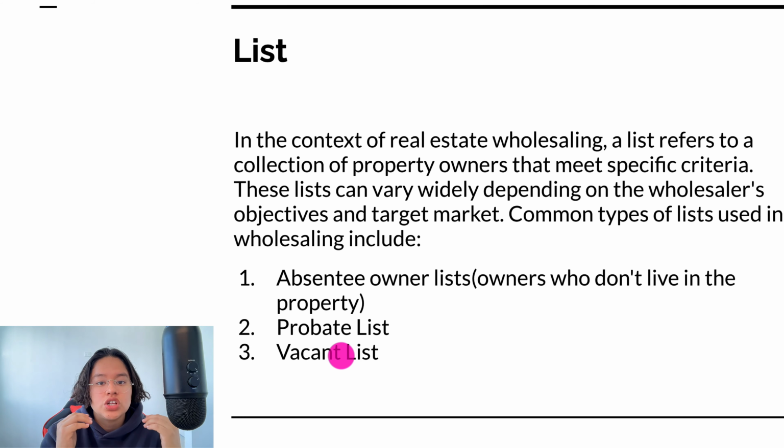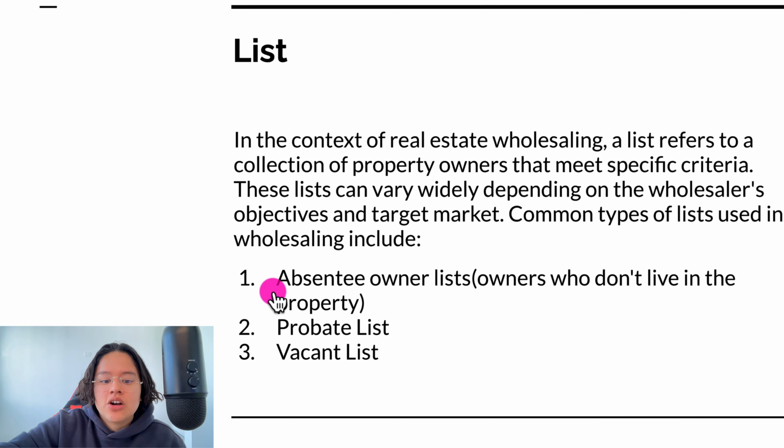Because when it comes to wholesaling real estate, we're trying to get properties below market value. And so we have to build these lists with certain criteria, depending on the wholesaler's objectives and target market. And what is our objective? Our objective is to get properties at a discount. In order to get these properties at a discount, we need to be getting lists that are super juicy and motivated, where we know sellers have a pain point.